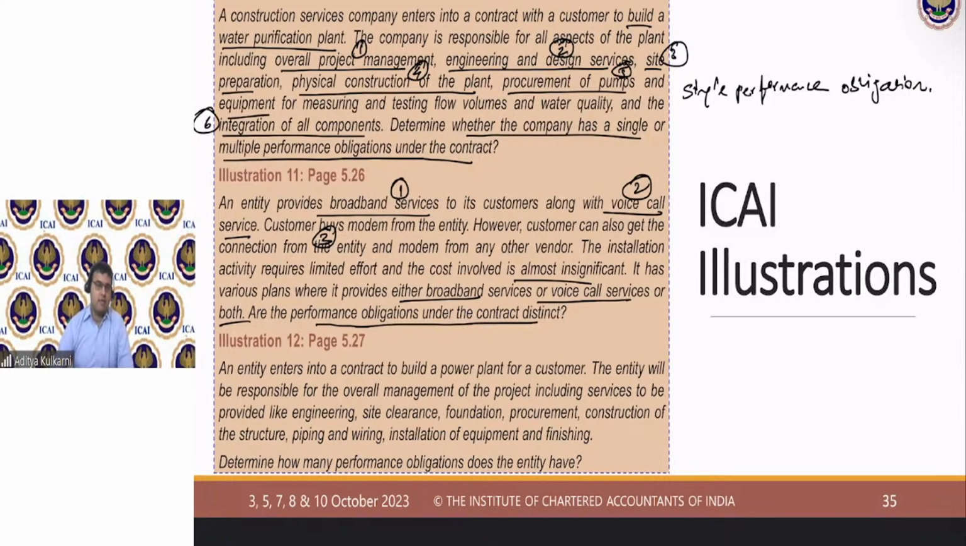Answer is yes. Are you obligated to buy the modem? Answer is no. You can buy any third party's modem and do the fixing. Are they highly interrelated? Answer is no. Is it a significant integration activity? Answer is no. Sir, आपको कैसे मालूम?